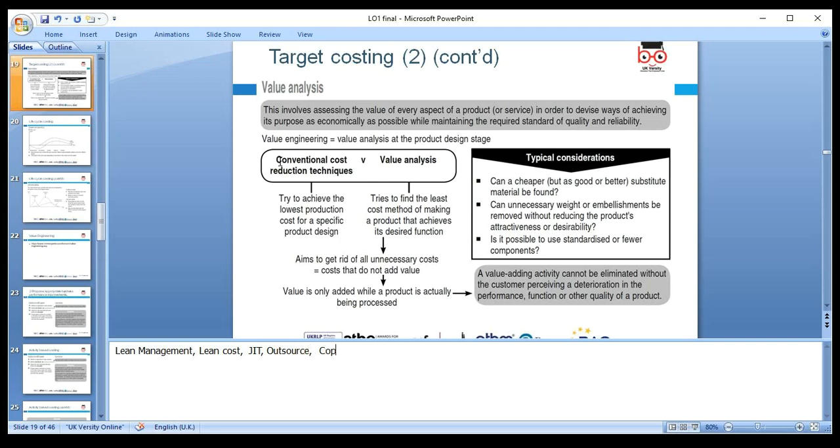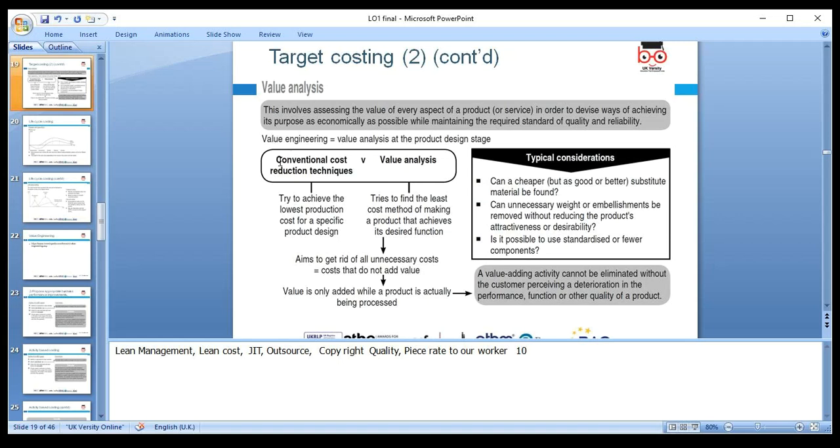Think about the copyrights. We need to find how we can create the value without compromising the quality. If we are paying piece rate to our workers, what will happen?